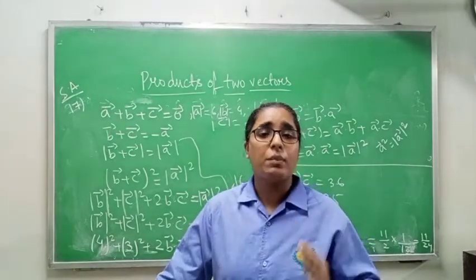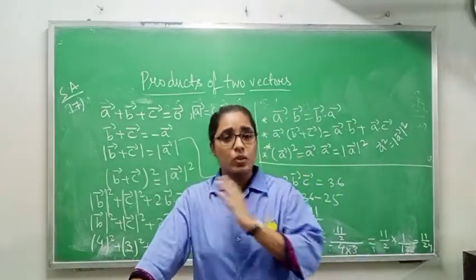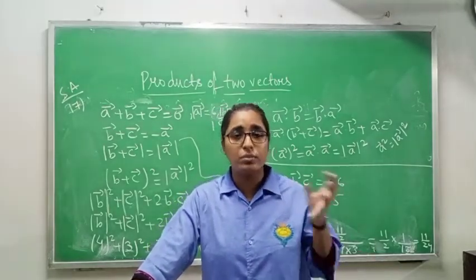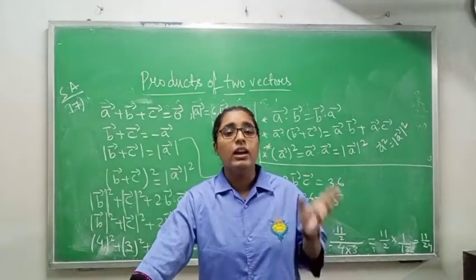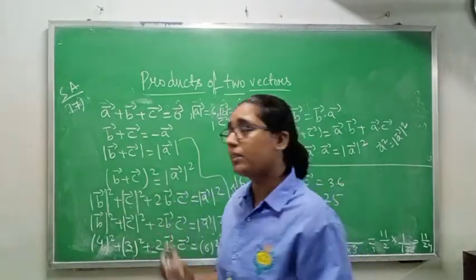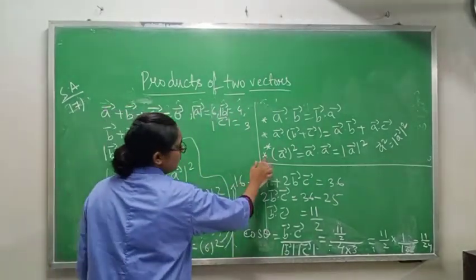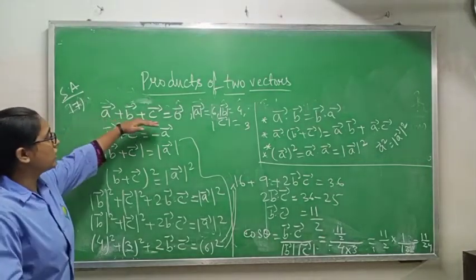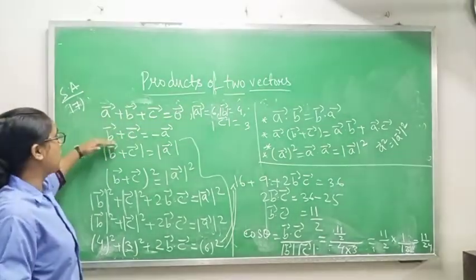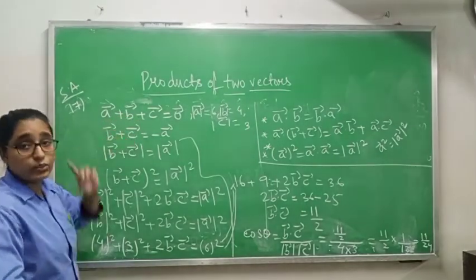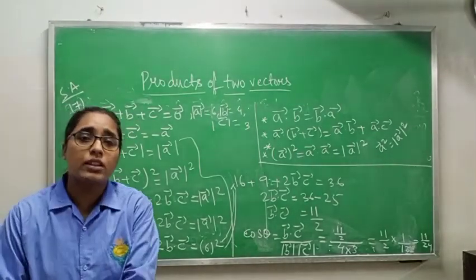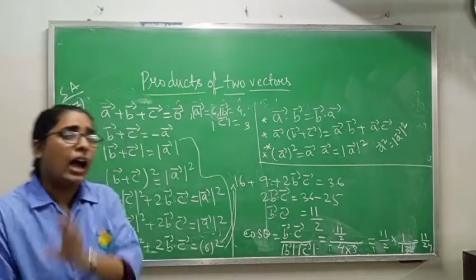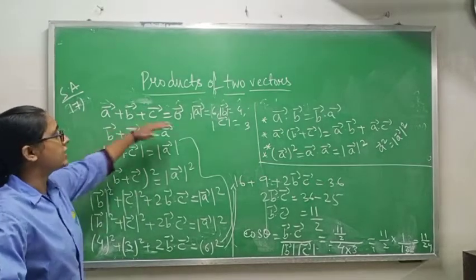Now this type of question will come where a plus b plus c equals to 0 is given and mod a, mod b, mod c is given, and they will ask find the cosine between b and c or a and b or c and a. At that time how you will do this sum I am telling you, and I will apply the third property. Now it is given a plus b plus c equals to 0 vector, so I am keeping b and c this side. Why? Because they are asking cosine of the angle between b and c. If they ask cosine between a and b, I will keep a and b this side and take c this side.